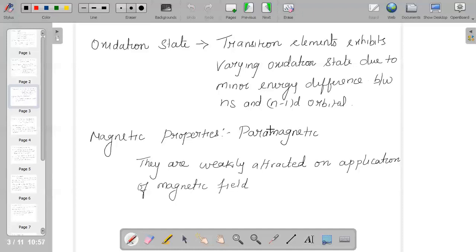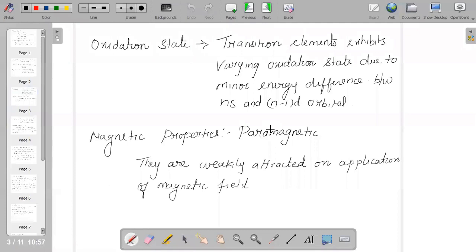Among the d-block elements, the elements belonging to the 8th group will exhibit maximum oxidation state. It is very important. Among the elements of the 3d series, manganese, belonging to the 7th group, exhibits the maximum oxidation state. And if we go to the 4d series, ruthenium, belonging to the 8th group, will exhibit maximum oxidation state.